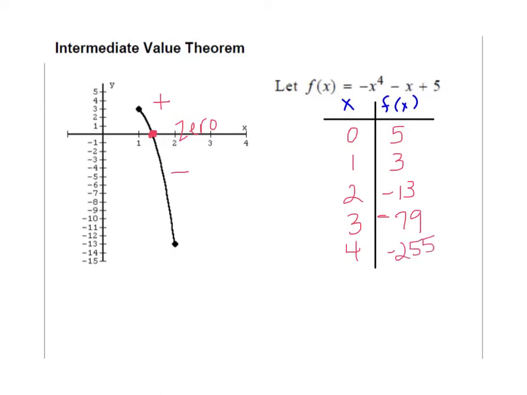Right? I can see that I'm looking at my y values, and I can see that these are all positive. And then somewhere in here, it changes to negative. So somewhere in this interval, I have a 0. And it's somewhere between 1 and 2. So the intermediate value theorem says somewhere in this interval, 1 to 2, there is a 0.